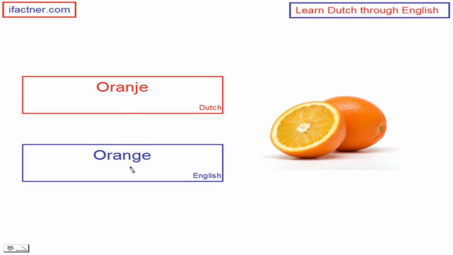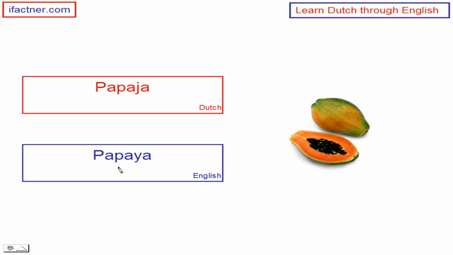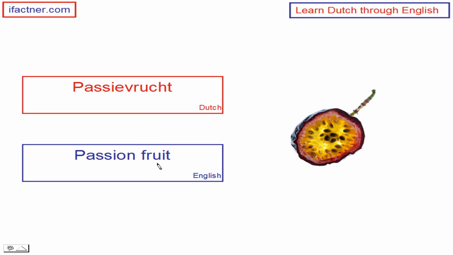Orange is called oranje. Oranje. Orange is the official Dutch color. Papaya is called papaya. P-A-P-A-Y-A, papaya. Passion fruit is called passievrucht.